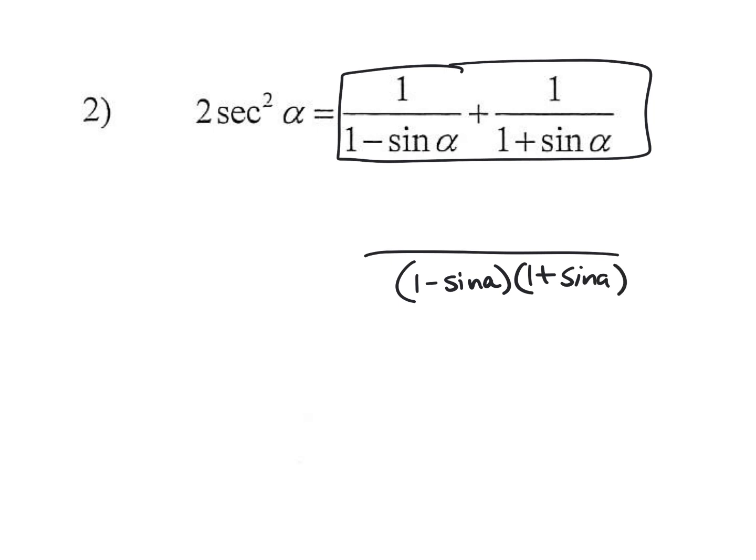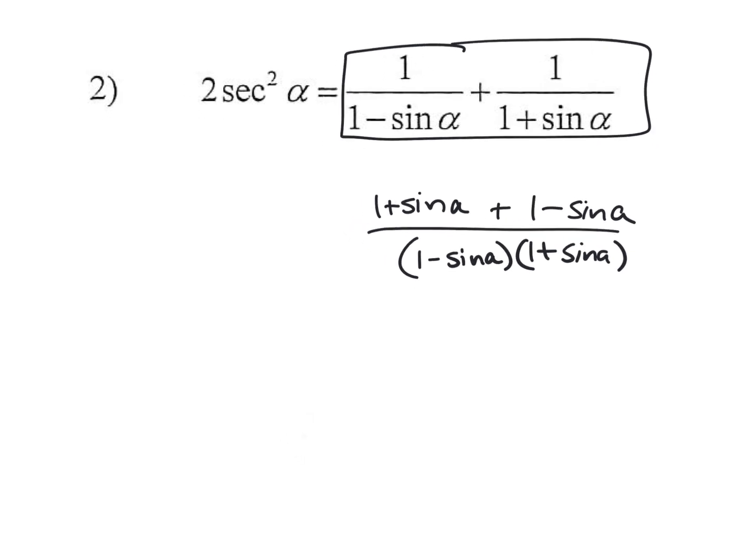And what that'll lead to is a numerator that on the left will turn into 1 plus sine A, and on the right will turn into 1 minus sine A. Nothing special about this. Why did I choose to do this? Well, because I could. I had a fraction that was being added together. If I want to add fractions, I need a common denominator.